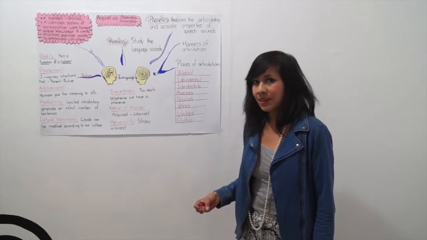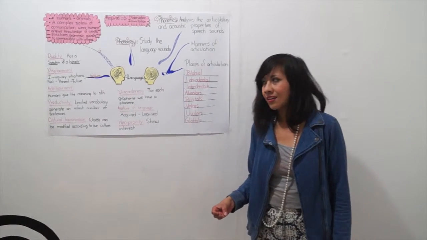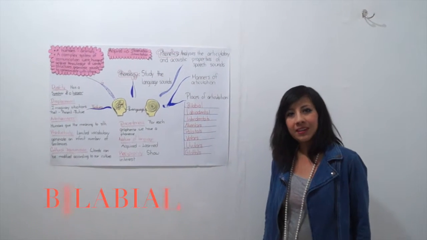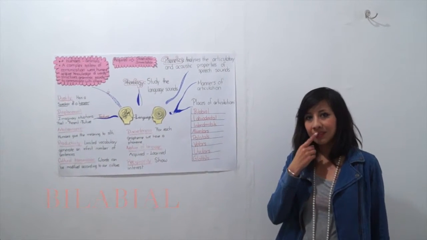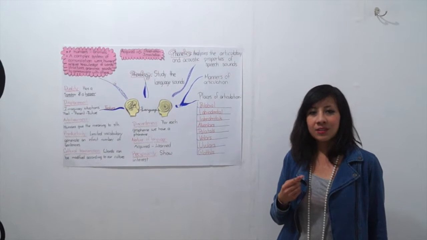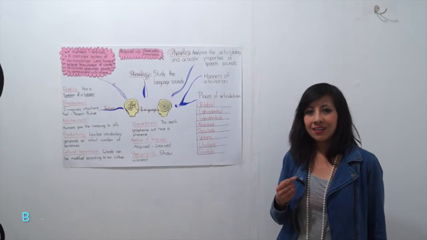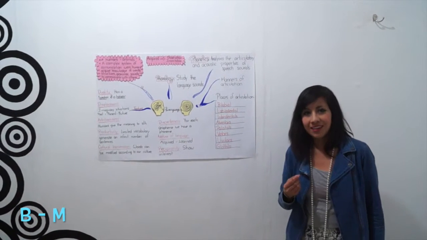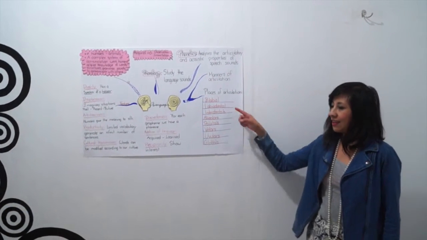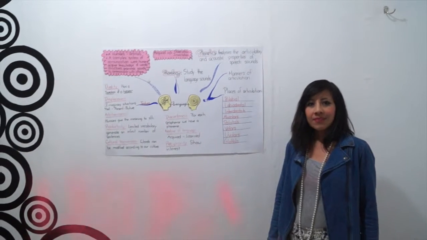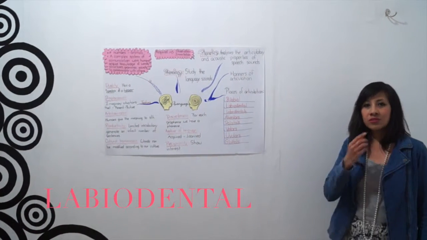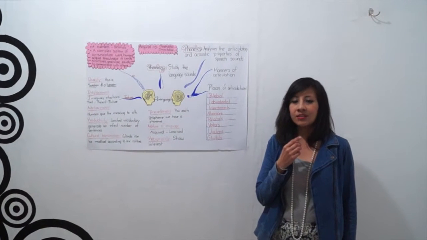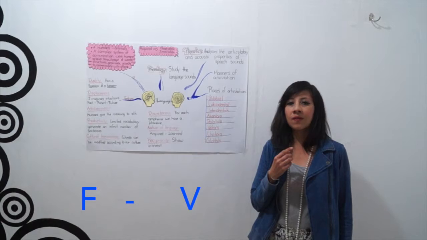We have also places of articulation. The first one is bilabial, and it means that both lips are together. For example, with the B, B, or P. The other one is labiodental. With this one, we touch the bottom lip with the upper teeth. For example, with the F.